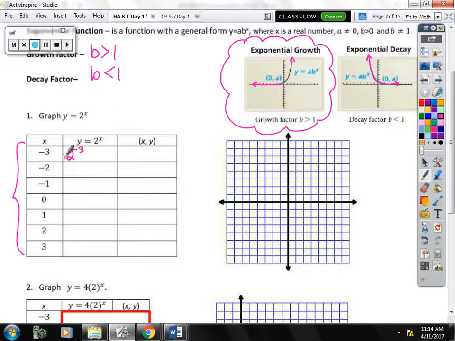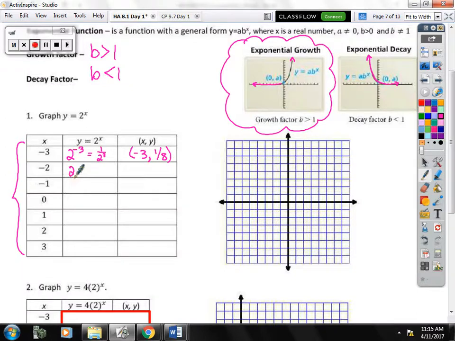So 2 to the x power would be 2 to the negative third power. What happens with a negative exponent? It becomes a fraction. Very good. So this will move to the denominator and become 1 over 2 to the positive third power. Then we would evaluate 2 to the third power, which is 8. So this would be the ordered pair, negative 3, comma 1/8. Do the same thing for all the other values.